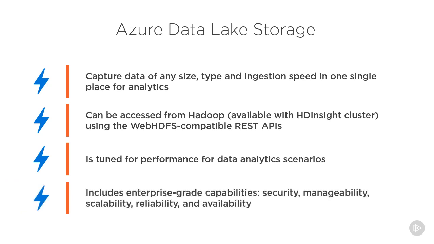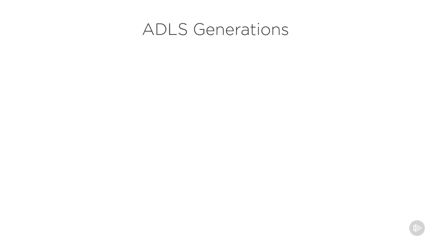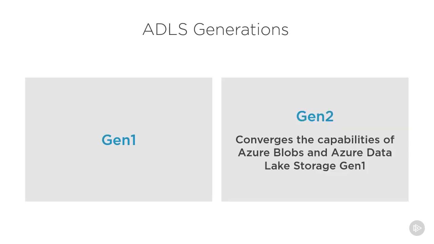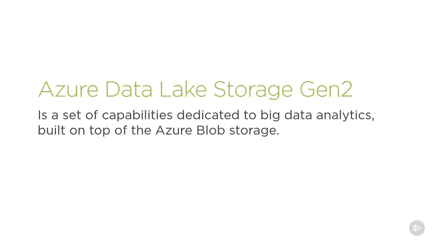Being a managed service inside Microsoft Azure, Azure Data Lake Storage includes enterprise-grade capabilities such as security, manageability, scalability, reliability, and high availability. Azure Data Lake Storage comes in two generations, Generation 1 and Generation 2. Generation 2, which is the focus of this module, converges the capabilities of Azure Blob Storage and Azure Data Lake Storage Generation 1. Azure Data Lake Storage Generation 2 is a set of capabilities dedicated to big data analytics, and it is built on top of Azure Blob Storage.